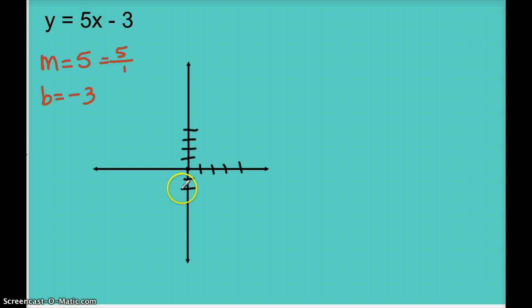Okay, first thing I need to plot is the y-intercept. So I know that that is -3, so I'm going to come down here to -3 and put a dot. And then my slope is 5 over 1, so I'm going to rise 5. So 1, 2, 3, 4, 5, and I'm going to run 1. And that tells me right where that second point should be. I'll connect those, and then don't forget your arrows. And there's your line for that one.